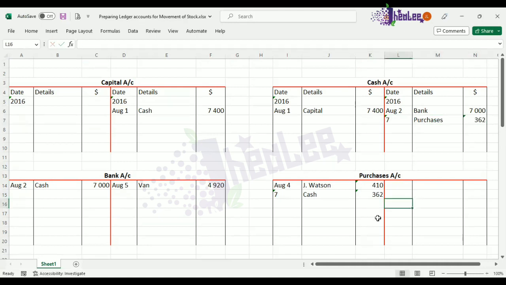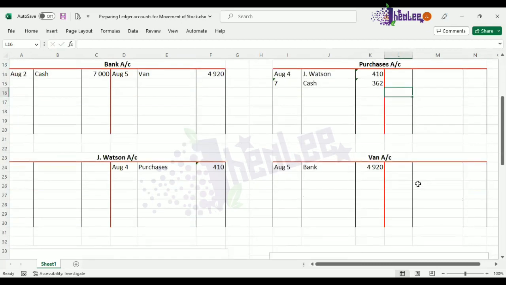So remember, because you have purchased goods, we use the purchases account to record that. And if you should go back to the previous transaction where we purchased the van, because it was not goods, we did not use the purchases account at all, because the van was not purchased for resale. It was purchased to be used in the business, and therefore we opened an account for the van.